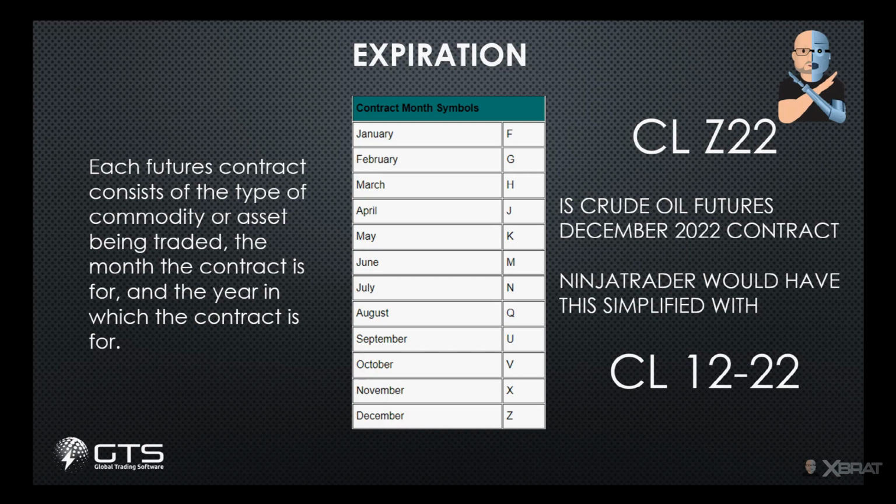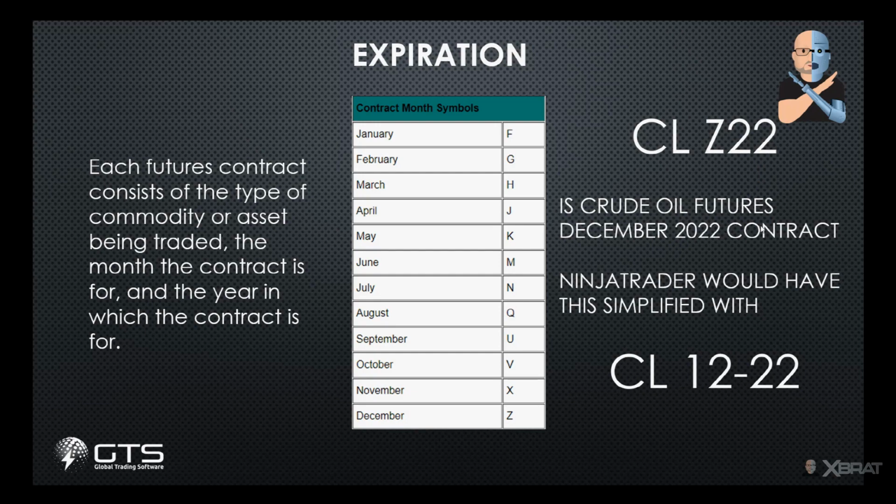So those expiration dates are very important, and they're the way that these contracts are put onto a chart so you can see them. It consists of a few things. The type of commodity, whether it's oil, for example, or the asset being traded, the month the contract is for, so that's the month that it expires, and then the year in which the contract is for. These are the standard lettering for January through to December. An example on the right here, we have CLZ22. This is a crude oil futures December 2022 contract. That's when it runs out, in December 2022.